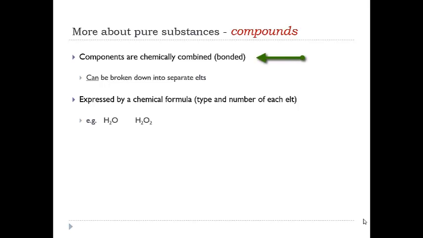The components of a compound are chemically bonded together. A compound can be broken down into separate elements by a chemical reaction. Compounds are expressed by chemical formula, where you take the symbol of the element and a subscript tells how many of each one there are. So for example, water is H2O. There are two hydrogen atoms bonded to an oxygen atom. Hydrogen peroxide is H2O2, and that has two oxygens and two hydrogens all bonded together. Each compound has a unique formula.